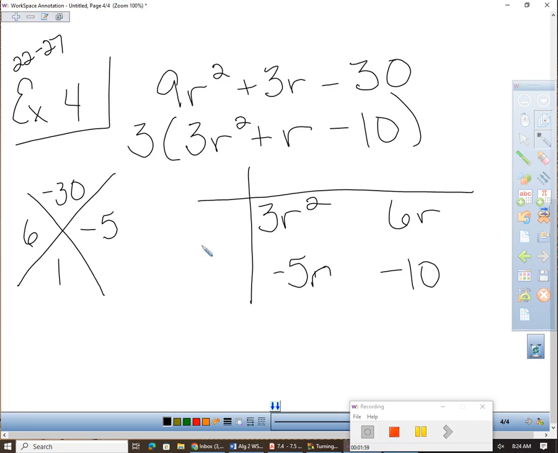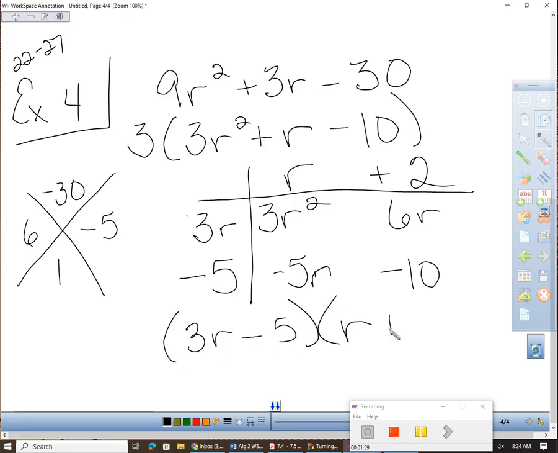All right, out of the first row, what can I take out of 3r squared and 6r? 3r. I agree, Marco. Nice job. In the bottom row, what can I take out? Very good, Maddie. A negative 5. Up and down, what can I take out? Just an r. What about 6r and negative 10? Positive 2. All right, so my factors are 3r minus 5 and r plus 2.